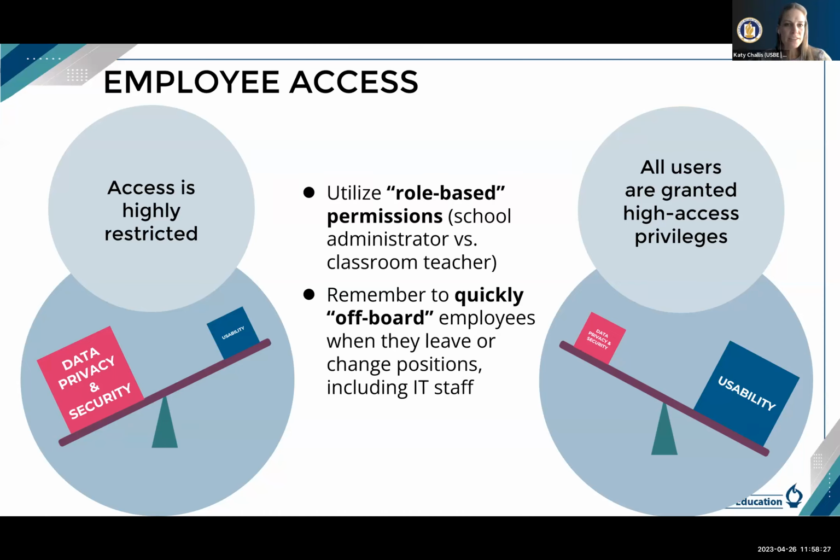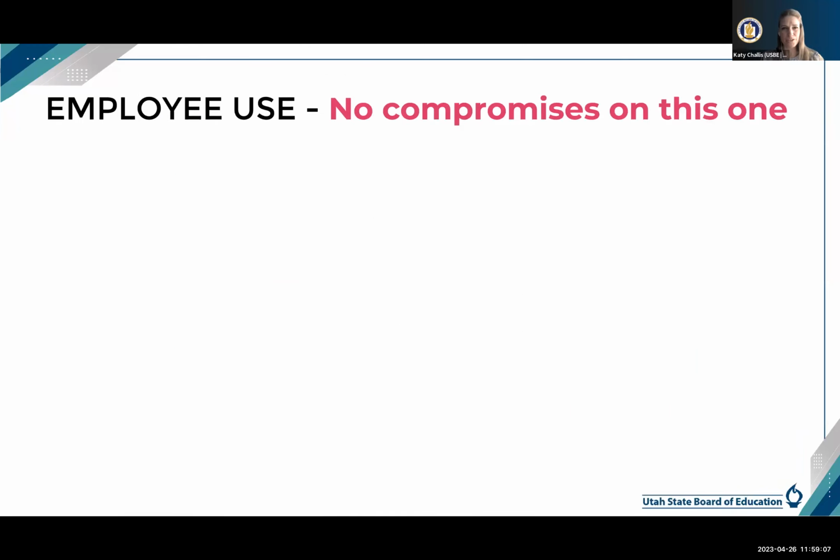One thing that we strongly recommend is utilizing role-based permissions to the extent that you can in your SIS. For example, hopefully you're in the practice of giving a school principal different access than a classroom teacher versus a district administrator. Also really important is to make sure that your LEA has policies on quickly offboarding employees when they leave, or even if they just change positions. If you have a school principal that goes to a district position, you should be in the habit of restricting that principal's access. In the district position, they no longer need that level of access to the data in their school. And IT staff, this is especially common.